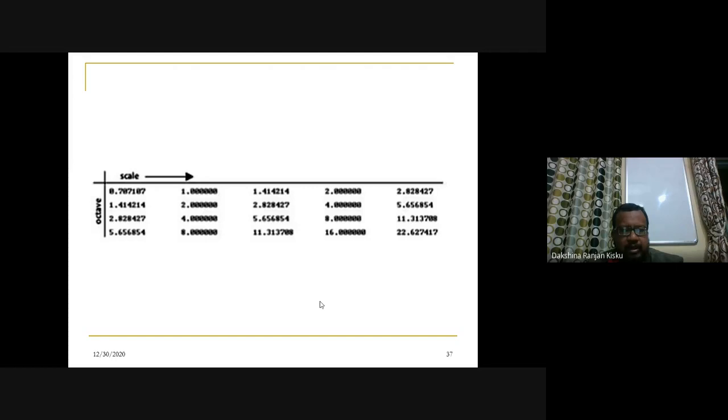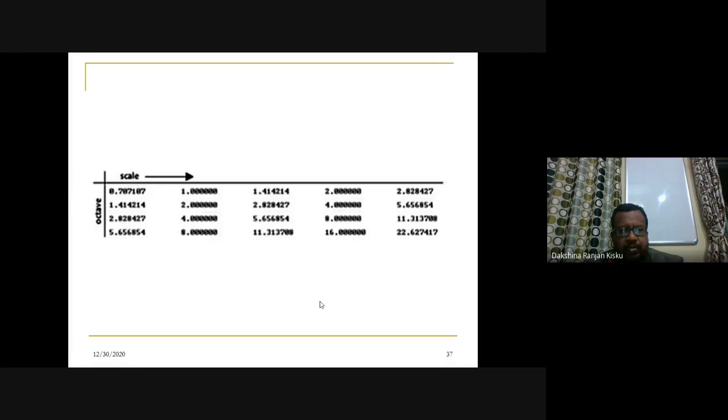You can see that we can obtain the octaves in terms of different sigma values. Here we can see the first row, second row, third row, and fourth row. There are four rows, and each row represents one octave.